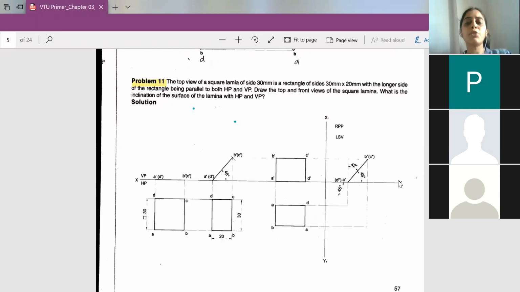If in case the position of the side view has to be shown, how do you do it? We do this only to verify whether the angle we have got is right or not. They haven't asked you for the side view, but they have asked you to confirm the inclination with HP and VP. So after completion, the last possible thing is we'll take 45 degrees to VP. So this is a 45 degree line.